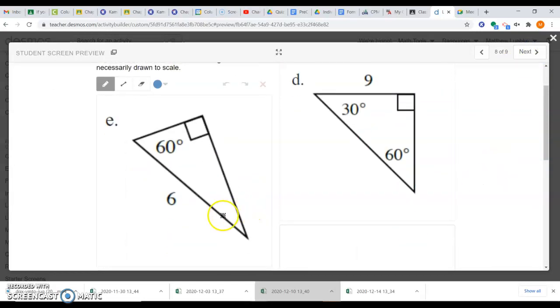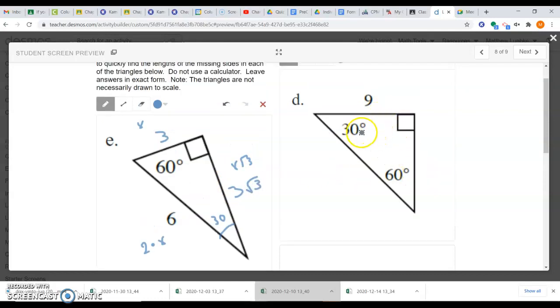I see that this is my 30-degree angle. The 30-degree angle is like my x. This is like my x square root of 3. And this is my 2 times x. So I'm thinking, okay, I can figure out what x is, because 2 times x needs to be 6. And the only number that works is 3, because 3 times 2 gives me 6. Now that I know x equals 3, I can plug it in for my long leg and get 3 times the square root of 3.